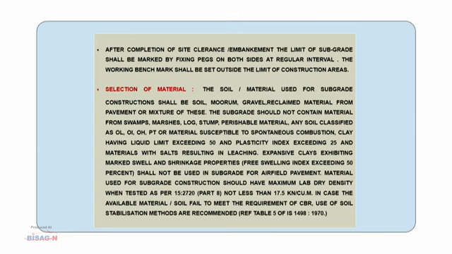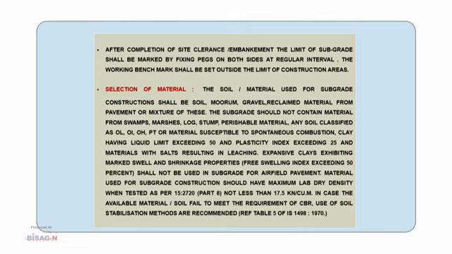The subgrade should not contain material from swamps, marsh, logs, stumps, perishable material, any soil classified as OL, OI, OH, Pt, or material susceptible to spontaneous combustion, clay having liquid limit exceeding 50% and plasticity index exceeding 25, and material with salt resulting in leaching, expansive clay exhibiting marked swell and shrinkage properties, free swelling index exceeding 50%. These shall not be used in the subgrade for the airfield pavement or any road.